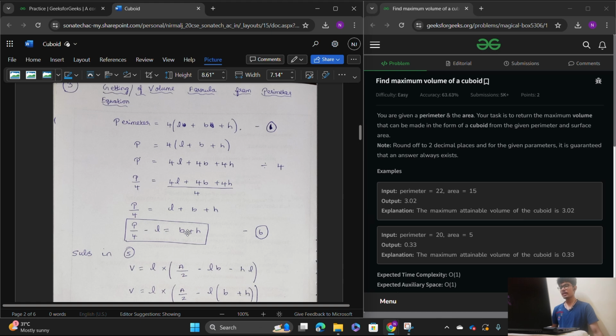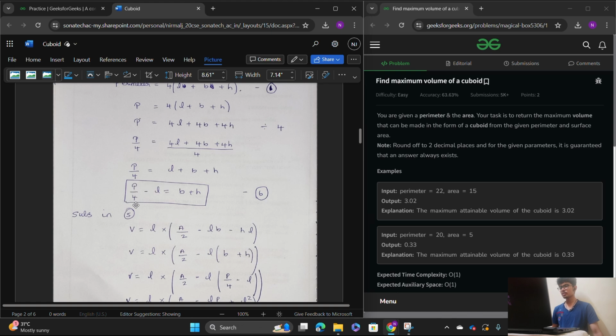Now for B plus H, I get the equation as P by 4 minus L. This is my sixth equation. These are the steps of how I have formed this equation. The only thing is, you can see here I have divided by 4. The reason is that P is equal to 4L plus 4B plus 4H, so 4 is common in this expression. I need to remove this 4, so I divide by 4 on both my left hand side and my right hand side. So after this, I get the equation as P by 4 minus L is equal to B plus H.